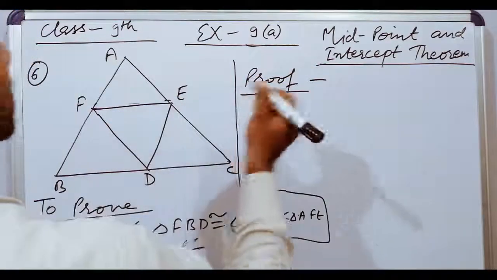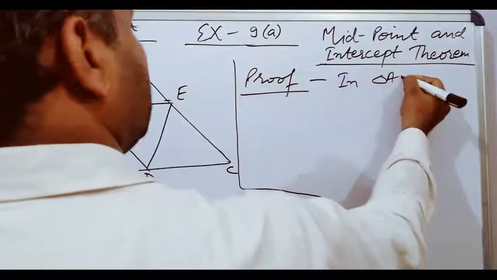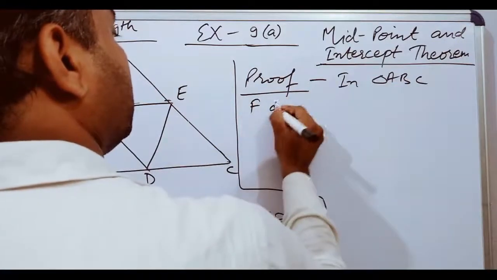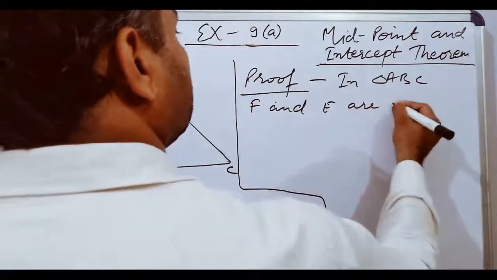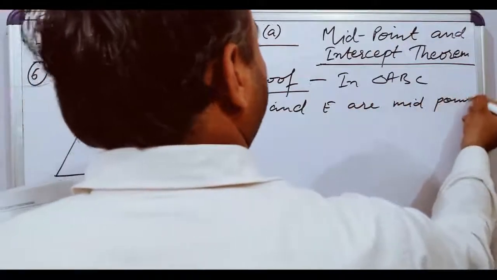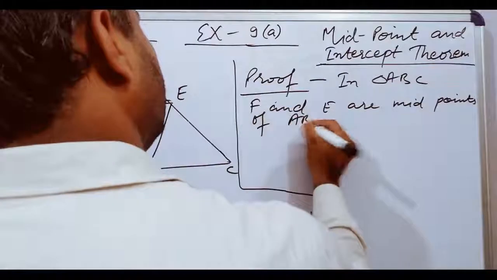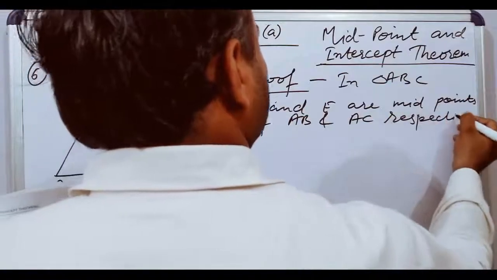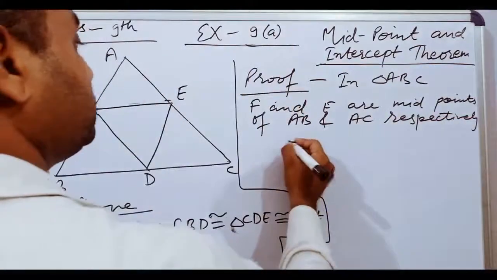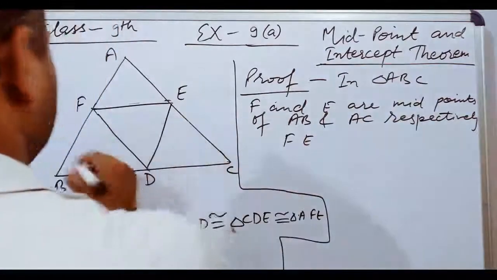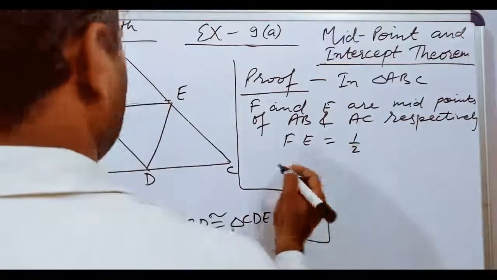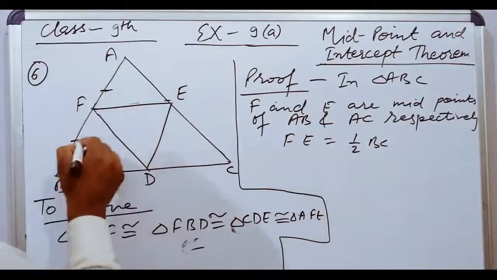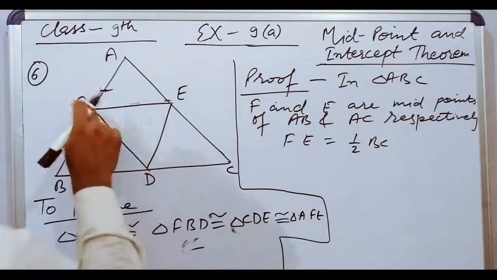Solution. In triangle ABC, F and E are midpoints of AB and AC respectively, then FE is equal to half of BC.